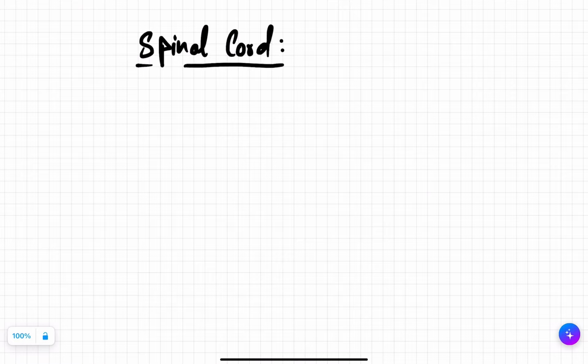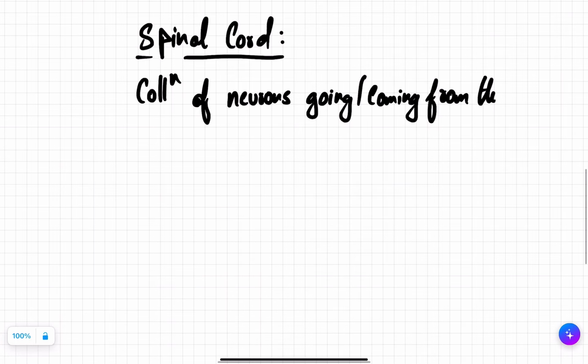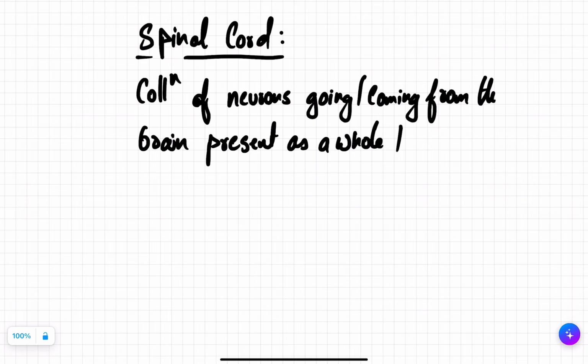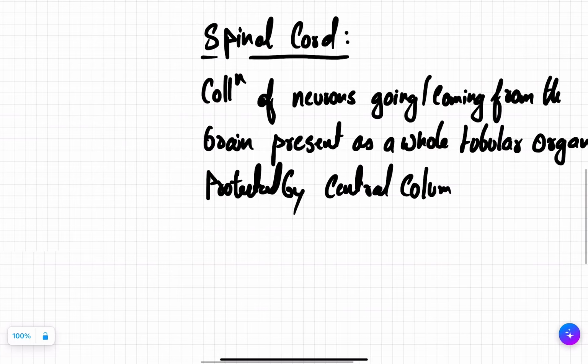So in a single word, if I want to say what is the spinal cord, then the spinal cord is the collection of neurons going or coming from the brain, present as a whole tubular organ, protected by the central column. What do I mean by this?